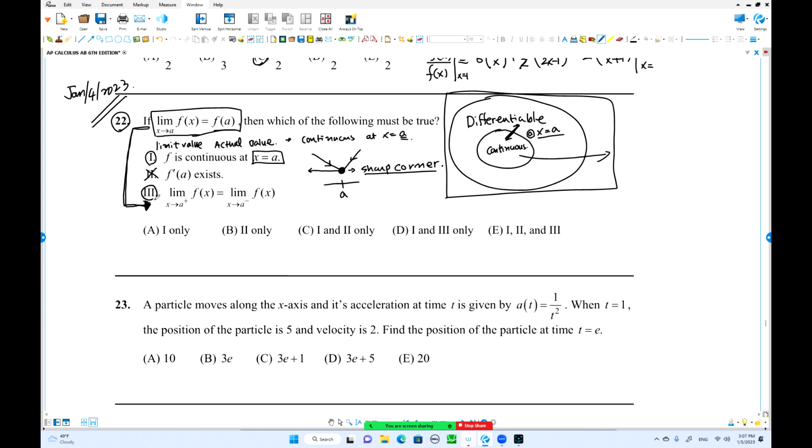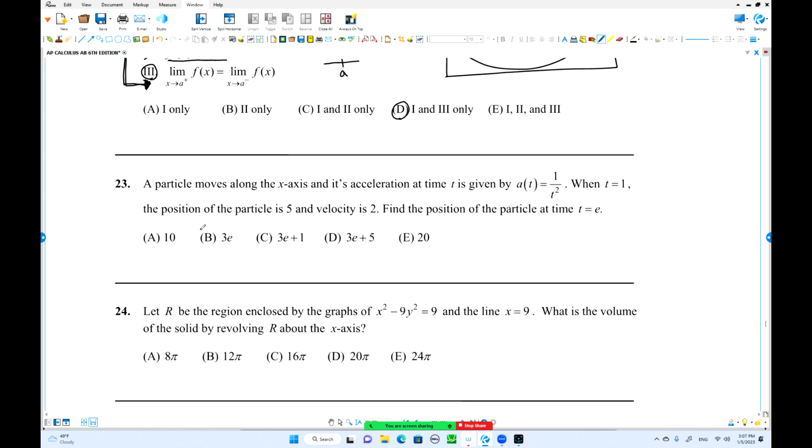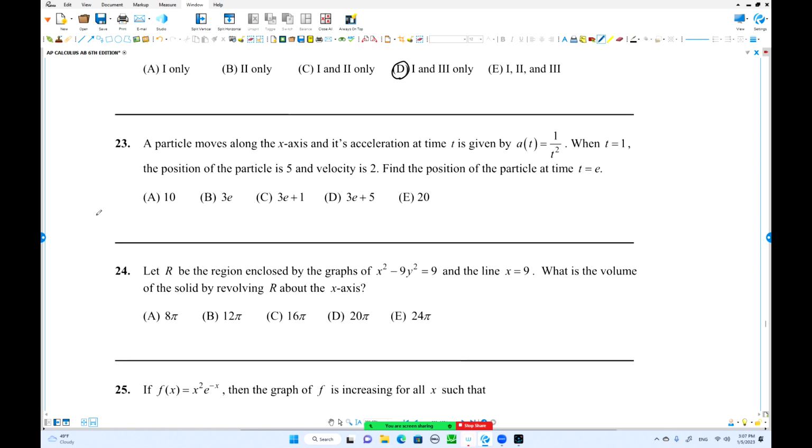So 1 and 3 is the answer. Choice D is the answer. Remember, this one is wrong, it's not always working. All right, now let's do number 23.